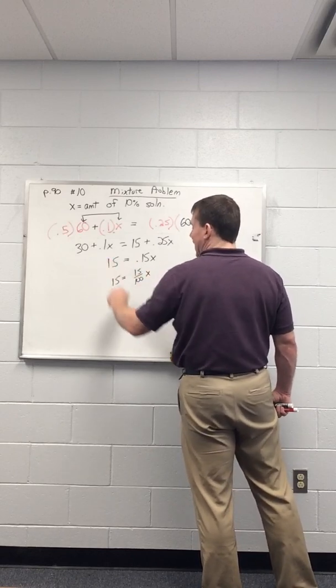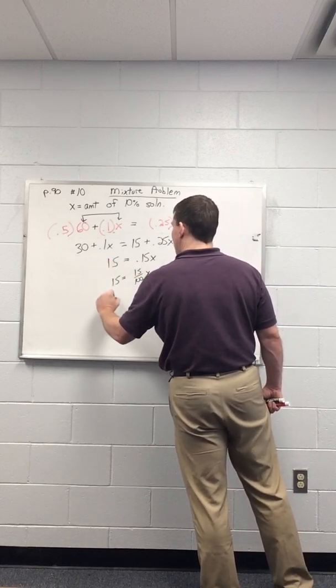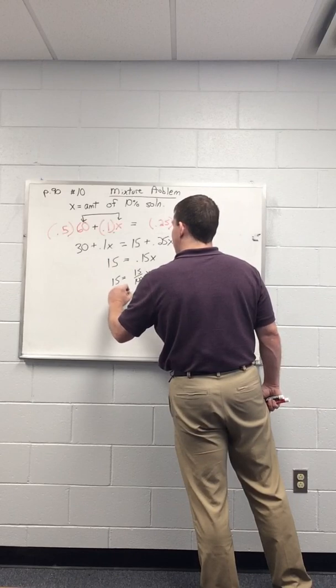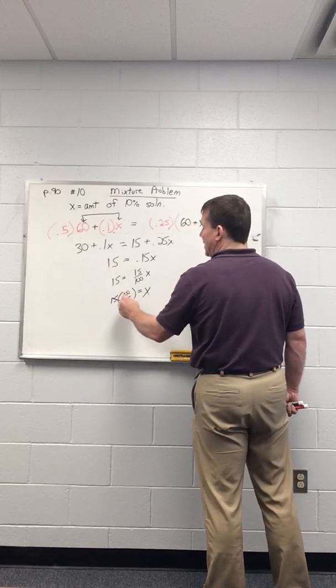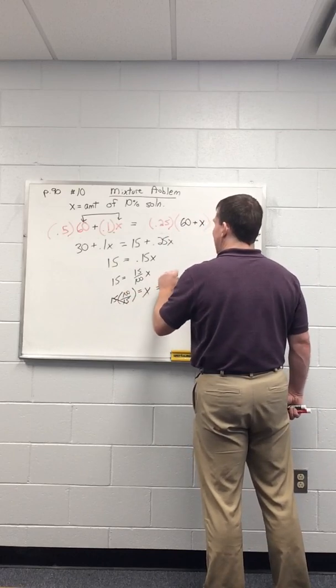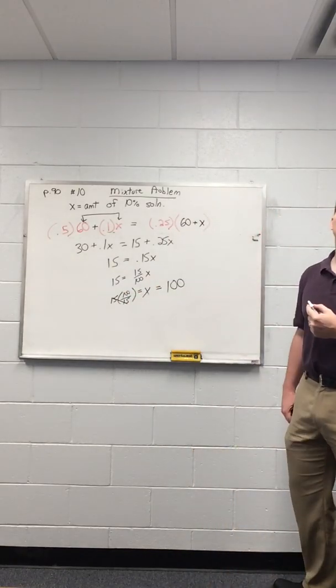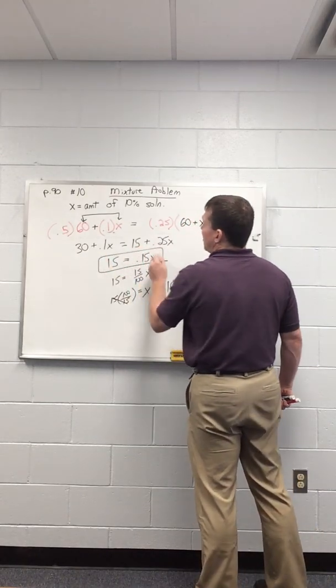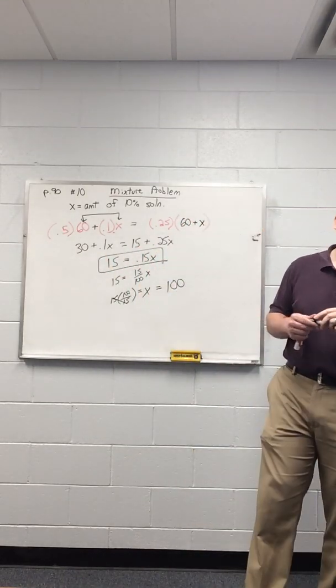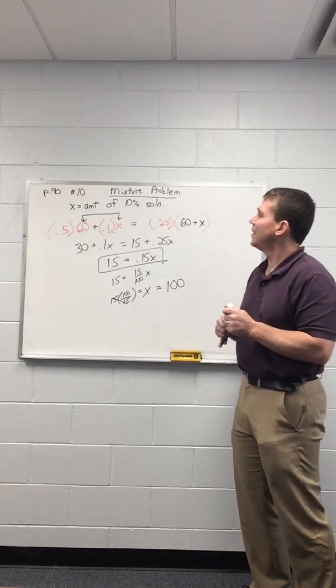Divide the 15 and multiply the 100 over. You get 15 times 100 over 15 equals x. The 15's cancel, and I get x equals 100. You guys don't have to do the algebra this way. When you're solving it out, you can just divide the 0.15 there and be done. I just didn't feel like grabbing my calculator.